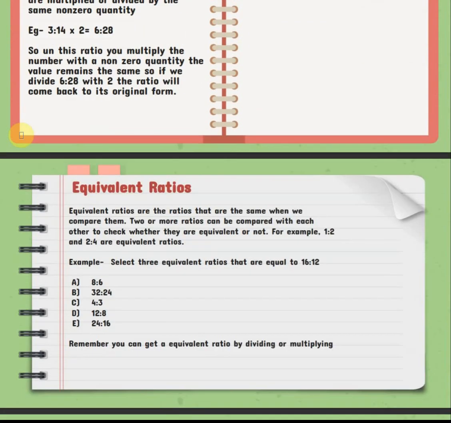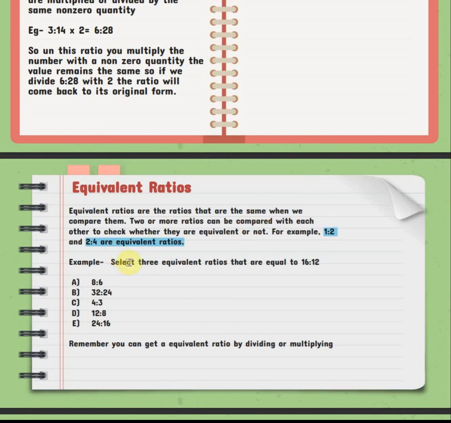Well, we are talking about it, and there we are in equivalent ratios. Equivalent ratios are the ratios that are the same when we compare them. Two or more ratios can be compared with each other to check whether they are equivalent or not. For example, 1:2 and 2:4 are equivalent ratios. This 1:2, the original ratio, has been doubled to 2:4, and these are equivalent because if you divide them by 2, the result will come as the original ratio, which is 1:2.